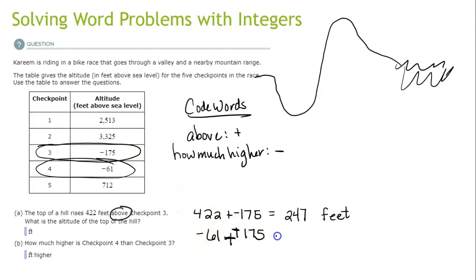We do keep, change, change. Now I can see that the signs are different, so I'm actually going to subtract 175 minus 61. That's going to give me 114. The larger number is positive, so I just keep this a positive. It's 114 feet higher.